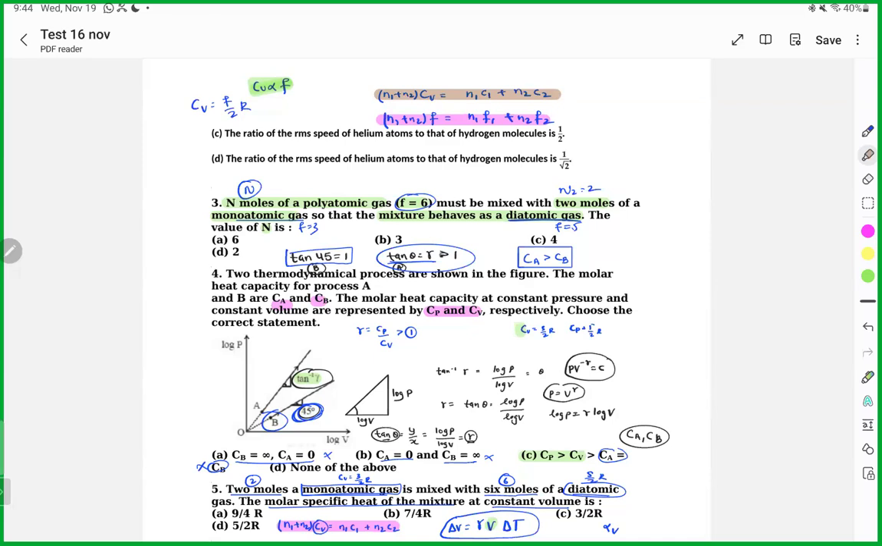Example, 20 questions. I will give 10 questions from this chapter, 10 questions from the new chapter, waves. Understood? Yes. So you can't take risk. That's why do those 18 questions perfectly.